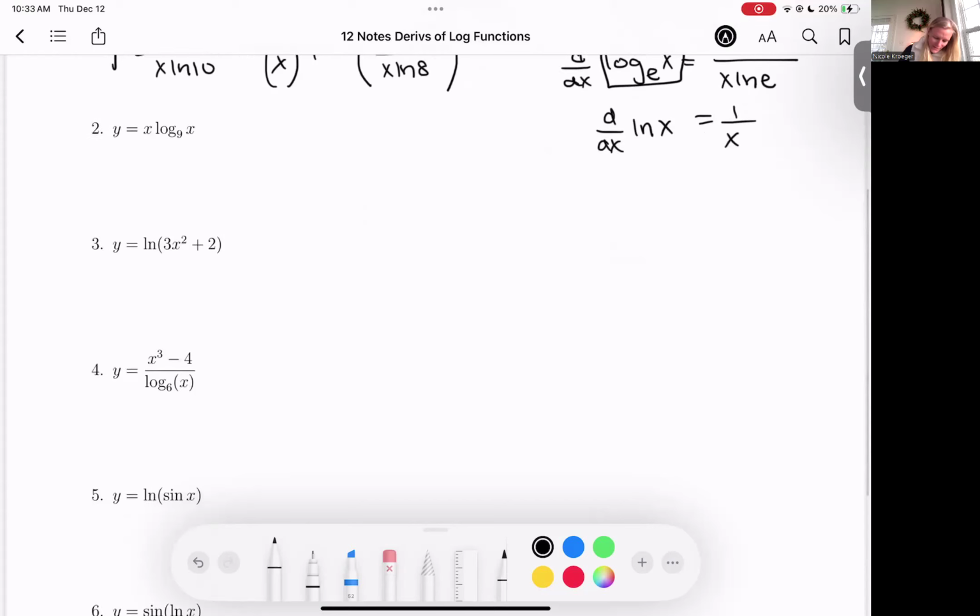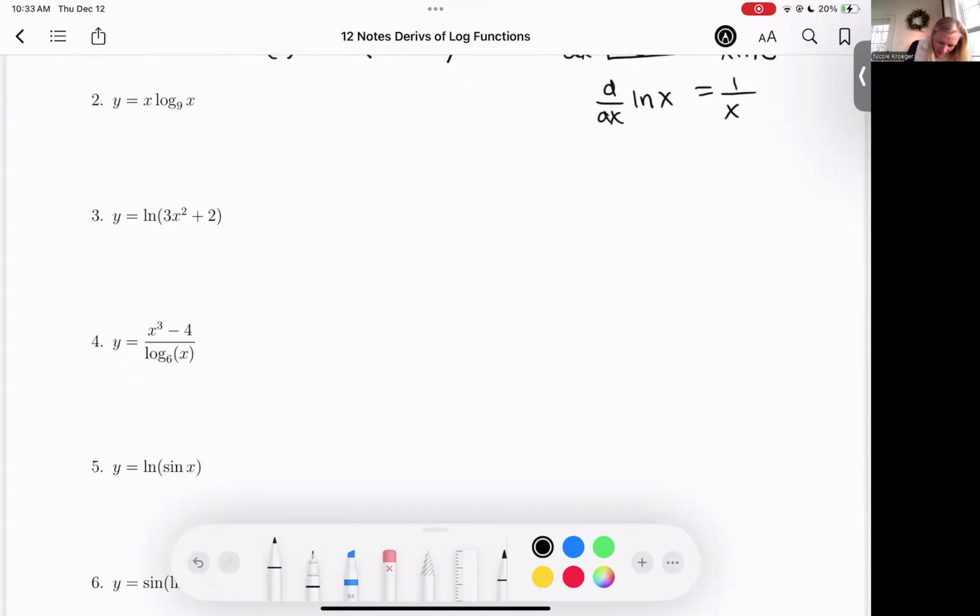Okay. So let's see. This next one looks like a product rule because I have an x times a log base 9. So I'm going to use the product rule. The derivative of x is 1. So we leave the log base 9 alone. Then we leave the x alone. The derivative of log base 9 is 1 over x ln of 9.